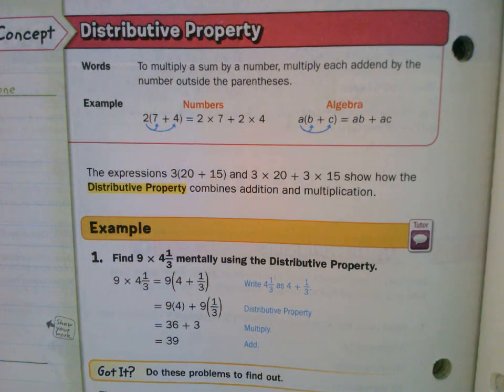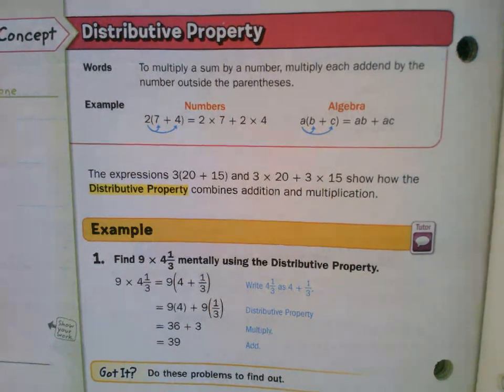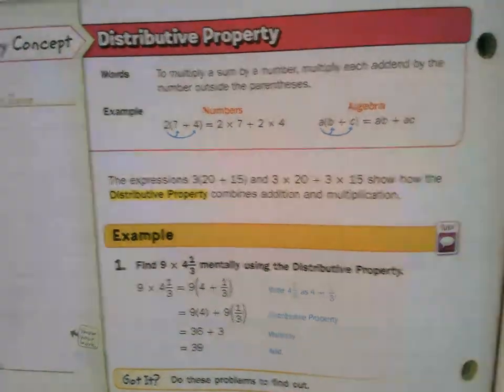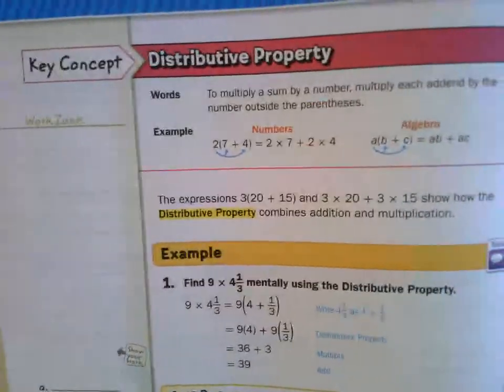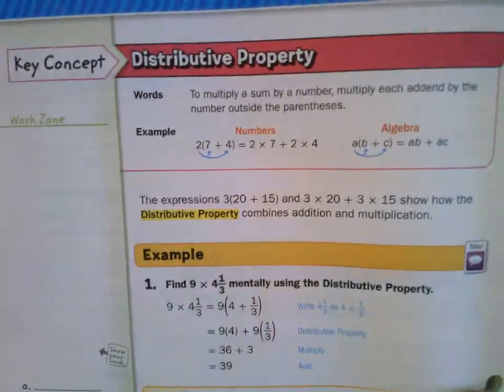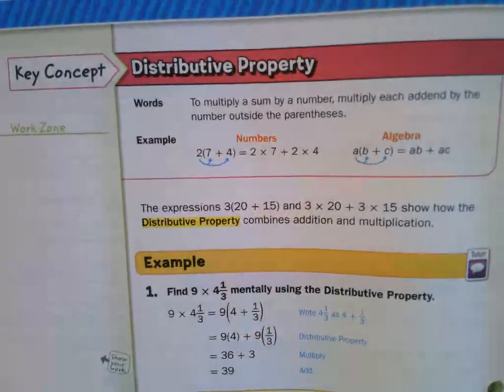Okay, this is the distributive property. The distributive property says that to multiply a sum by a number, you're going to multiply each addend by the number outside of the parentheses. I am going to show you a diagram that will help with learning the distributive property.